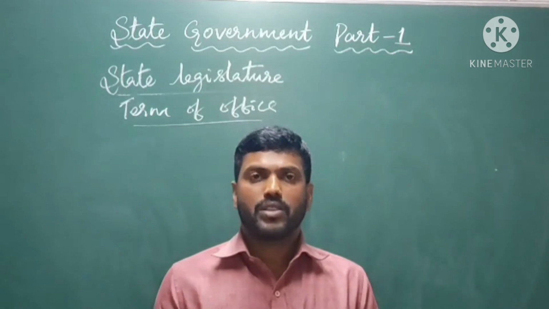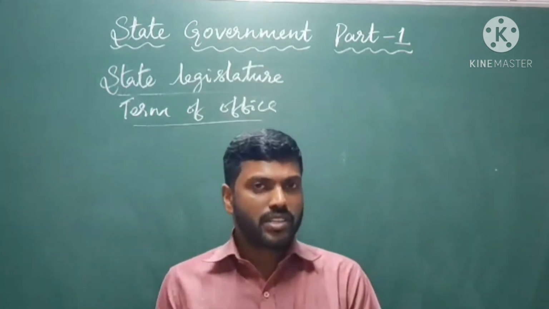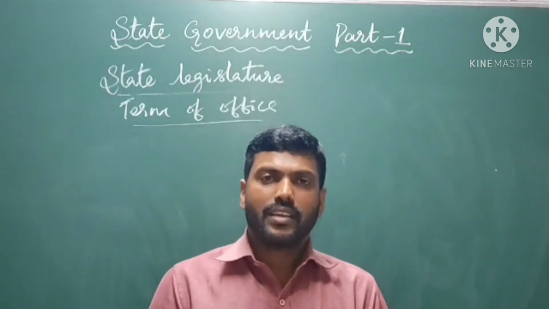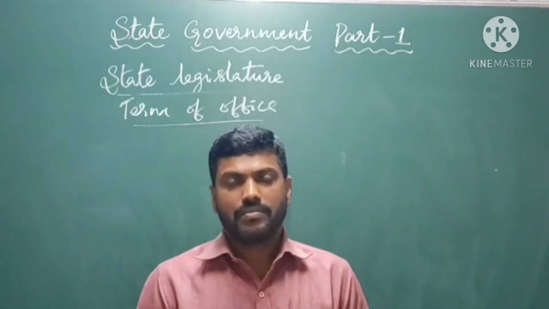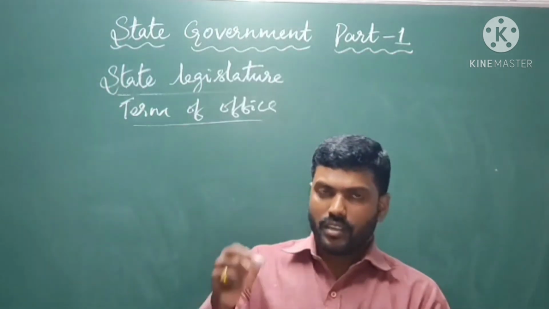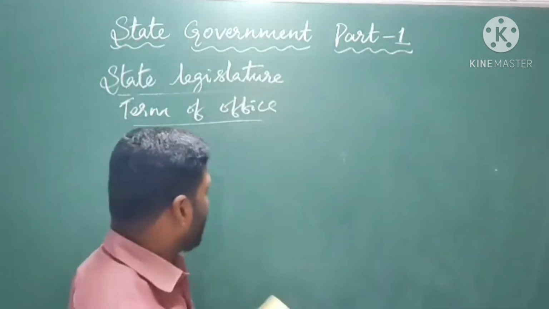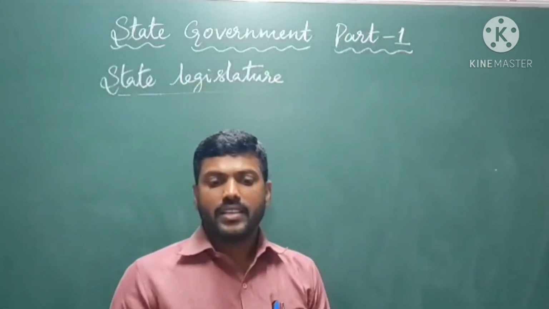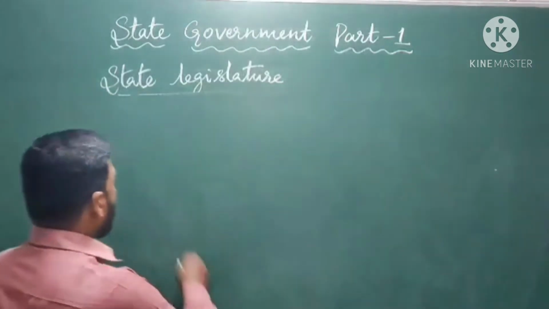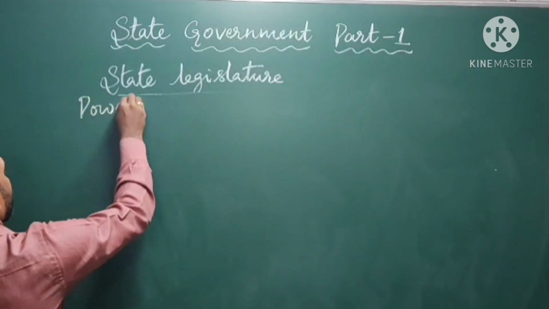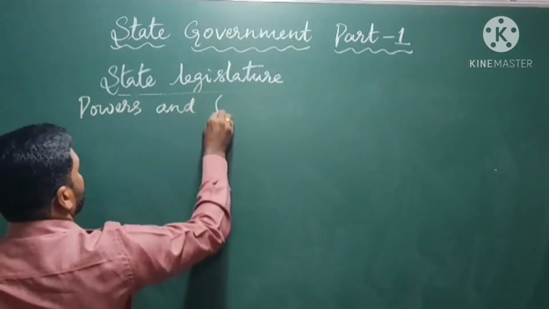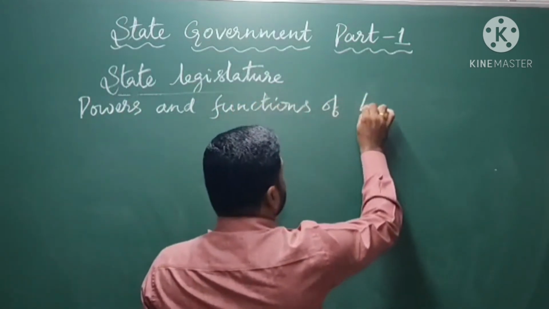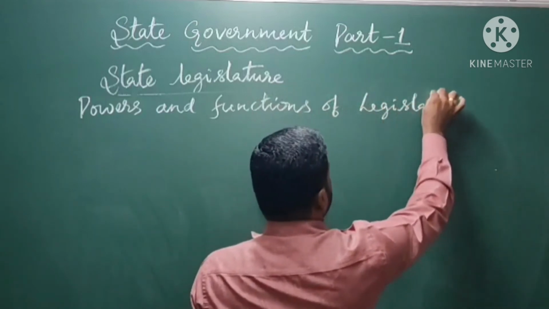If a bill gets equal votes in both Vidhan Sabha and Vidhan Parishad, during that time the speaker's vote will become the decisive vote. He may cast his vote either for or against that bill. This is about the role of the speaker. Next we have to move to the powers and functions of the Legislative Assembly.